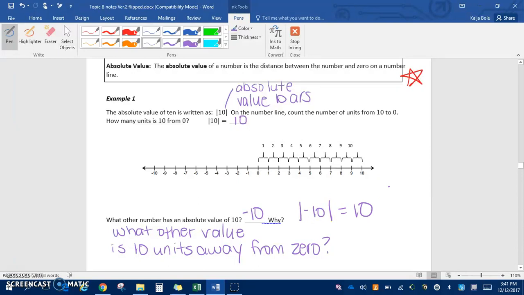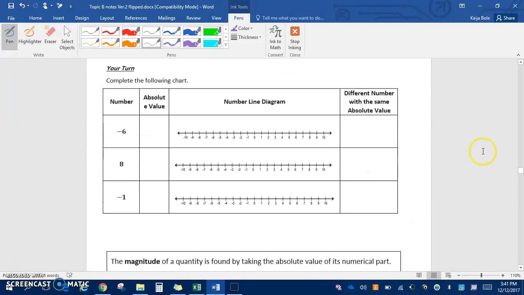Go ahead and flip over to the next page. We're going to fill in the chart here. First we're looking at the number 6. If we put the absolute value bars around 6, and look at it on the number line, from 6 to 0, this is 6 units away. So the absolute value would be 6. A different number with the same absolute value would be down here at negative 6. So that's what we would put in this box.